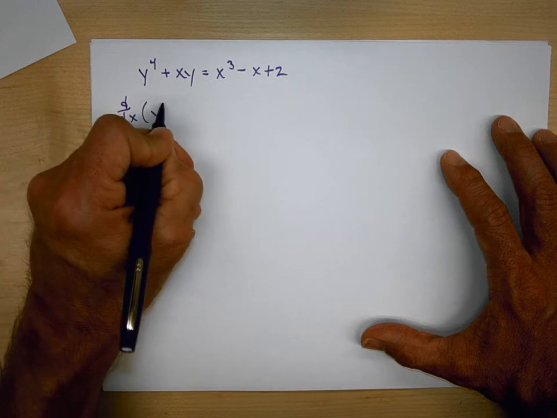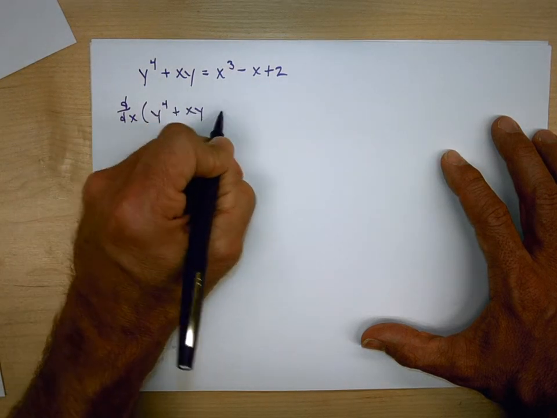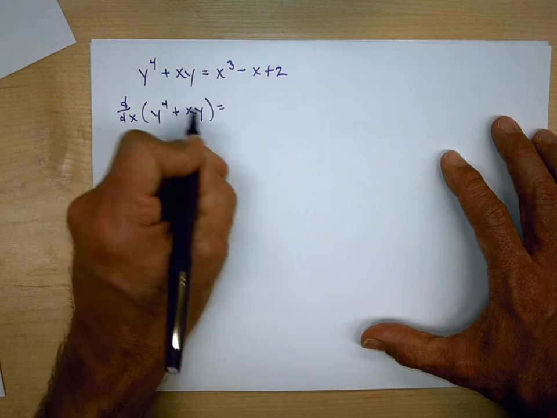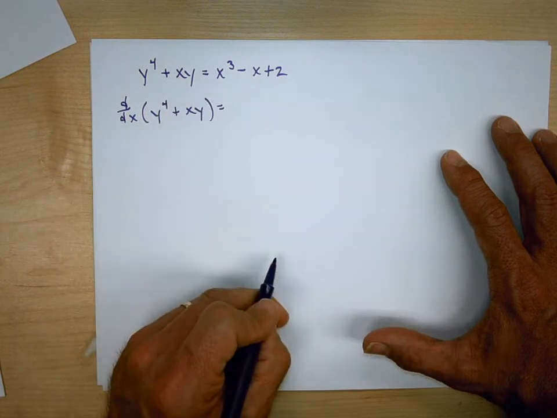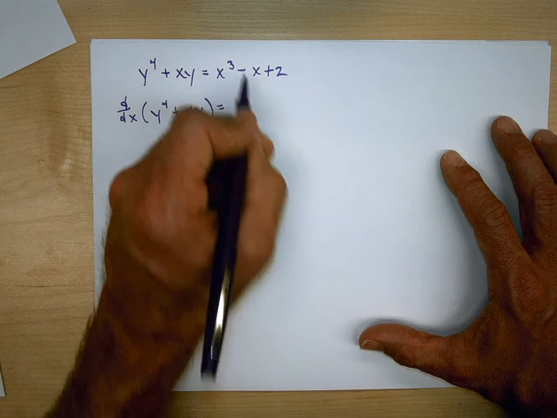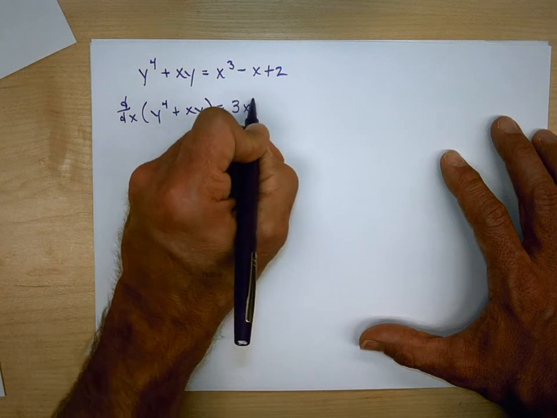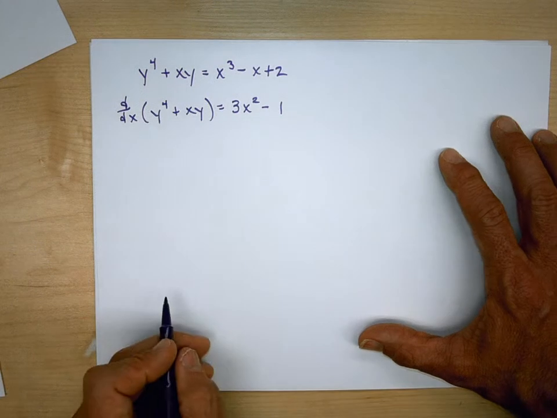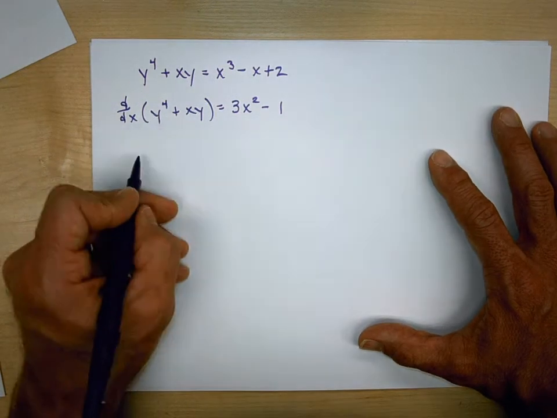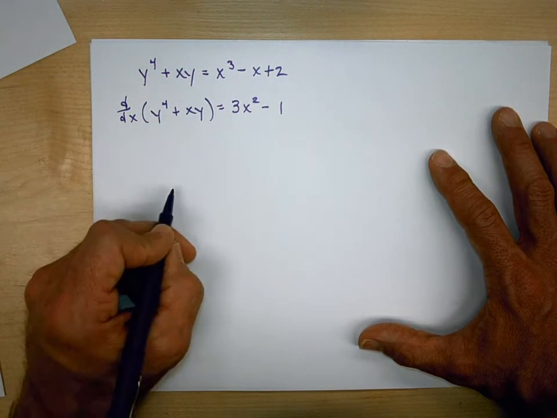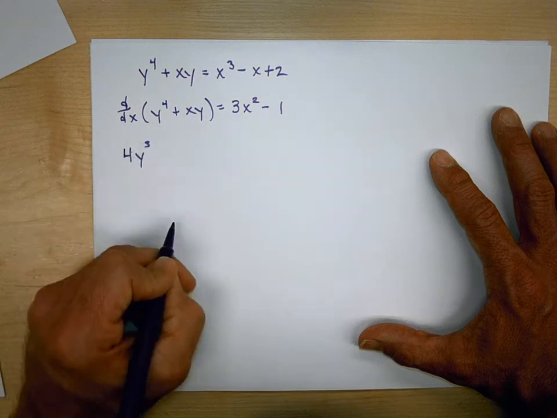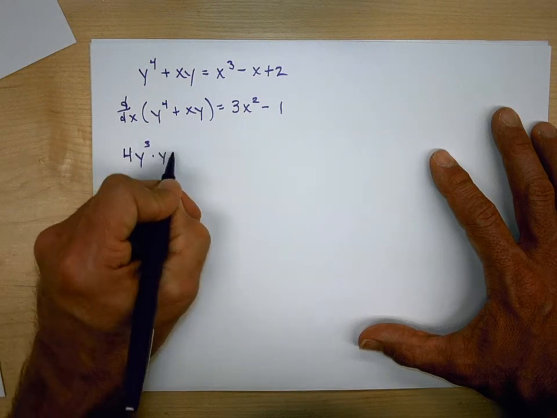Y to the 4th plus xy equals, and I'm going to just do this. This is going to make a little bit more work, but this side is all just in terms of x or constants. So the derivative of x cubed is 3x squared. Derivative of that is going to be minus 1. Derivative of 2 is 0. So here, I need to take the derivative of y to the 4th. All right. So that's going to be 4y cubed times y prime.